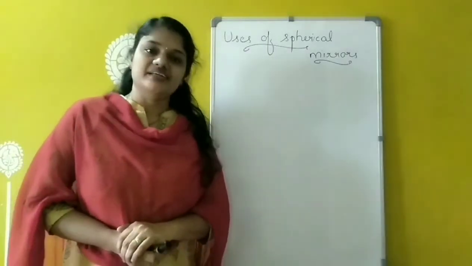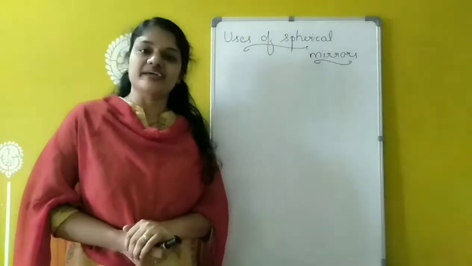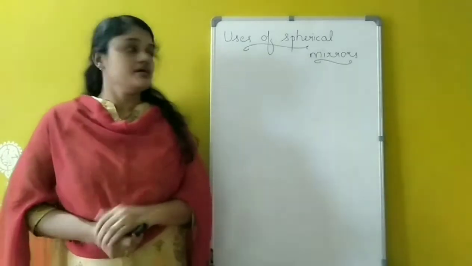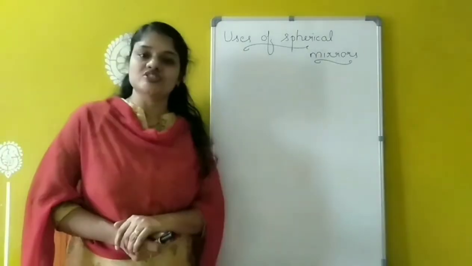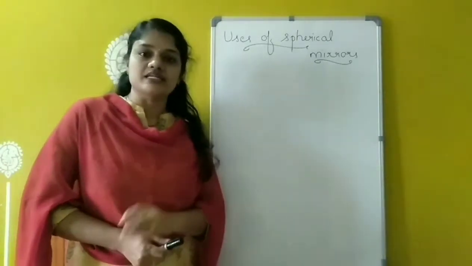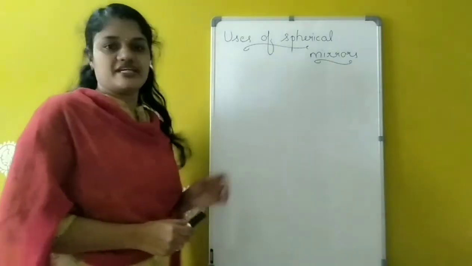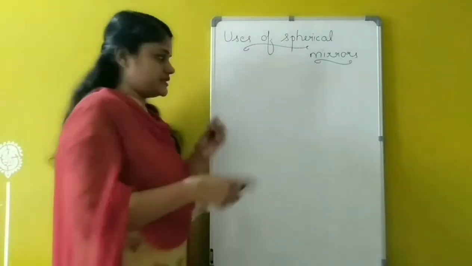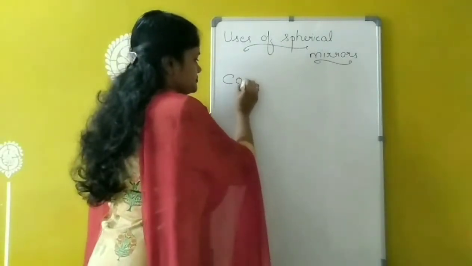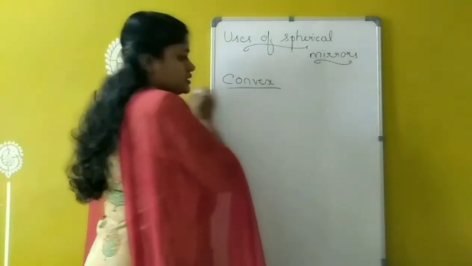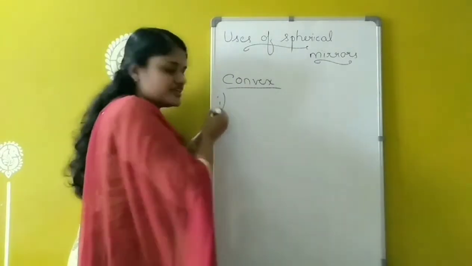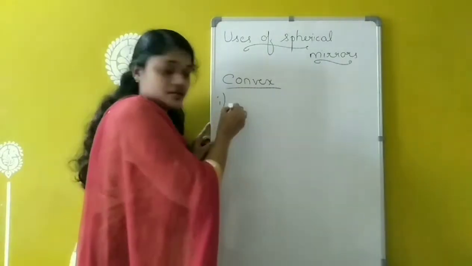Welcome children. In the last video we studied the ray diagrams of spherical mirrors, and today we are going to study the uses of spherical mirrors. Spherical mirrors are mainly of two types, concave and convex. So first we can study the uses of the convex mirror. This convex mirror is mainly used as a rear view mirror.